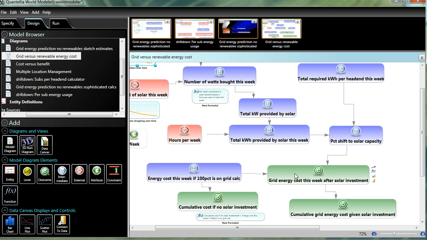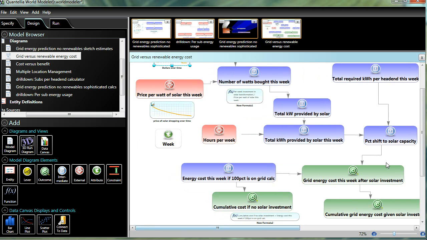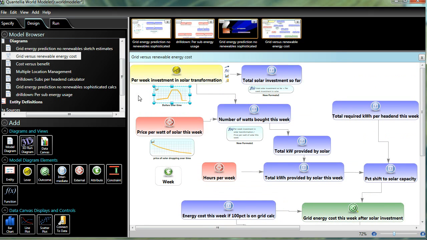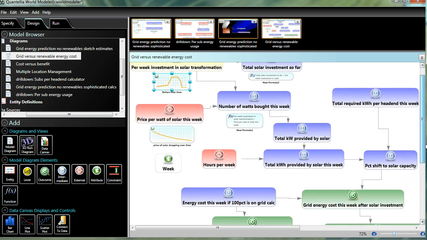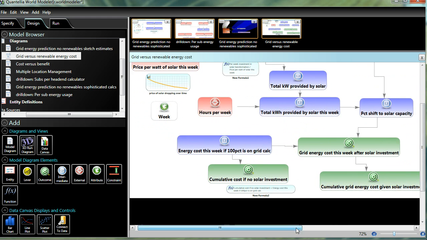So that grid energy cost will be lower. But of course, we've got to account for the fact that we also spent some money to get there, right? We had to do this per week investment in solar transformation. So that's what's captured in this cumulative grid energy cost.